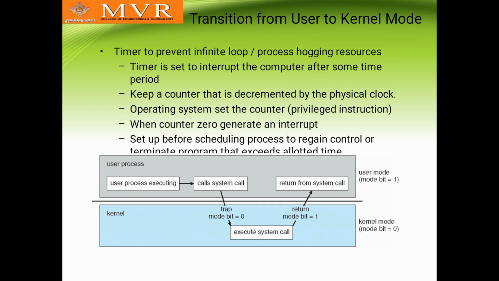Transition from user to kernel mode. See this picture here. There are two modes, user mode and kernel mode. The gray box is user mode and the blue box is kernel mode. Here in gray user mode, the user process executing calls a system call. In this system call, it will trap with mode bit 0. Here 0 and 1 indicate the binary values of the mode bit. So this trap mode bit is 0. The execution system will then return the mode bit as 1.